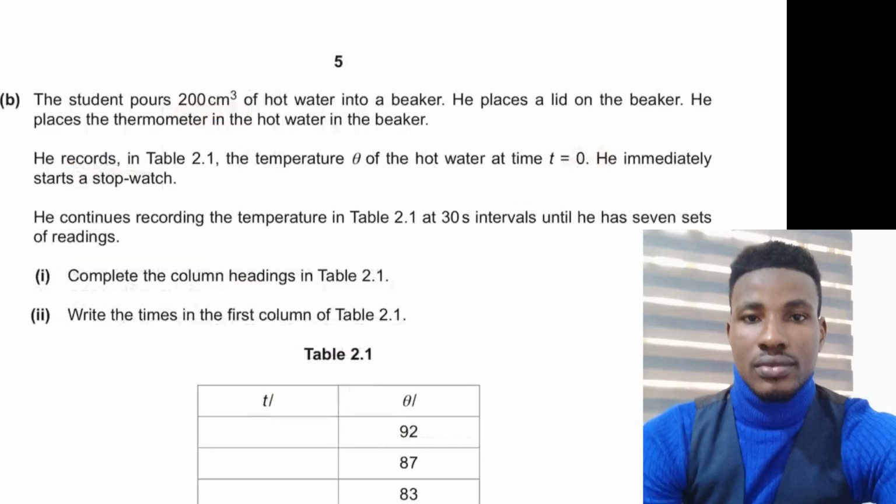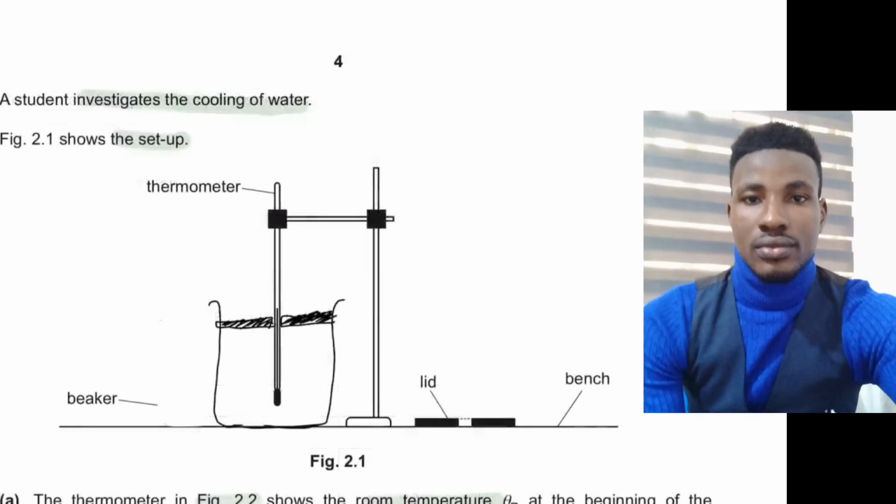Question B. The student pours 200 cm³ of hot water into a beaker. He places a lid on the beaker. He places the thermometer in the hot water in the beaker. This is what the setup looks like.